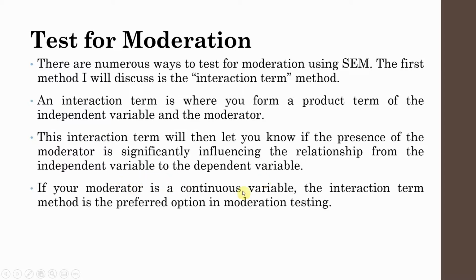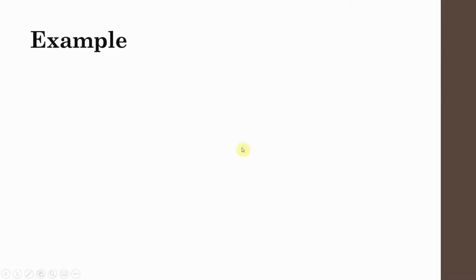Now, if your moderator is a continuous variable, the interaction term method is the preferred option in moderation testing. So if your variable is a continuous variable, then obviously you should use the interaction term method. So what example are we going to use to test moderation in AMOS? Let's look at the moderation example that uses an interaction term.